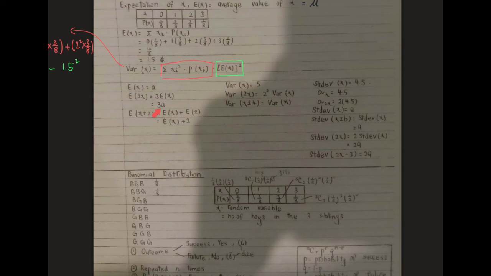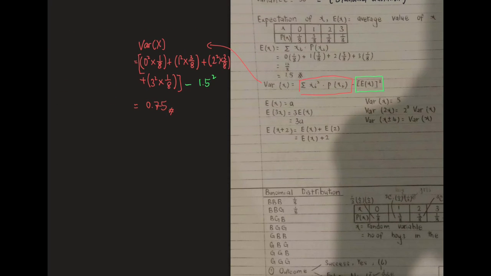So for example, if you still remember our case just now, X is the number of boys in the 3 siblings. Then what is 3X?